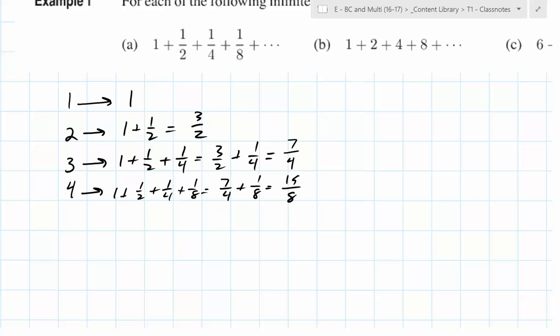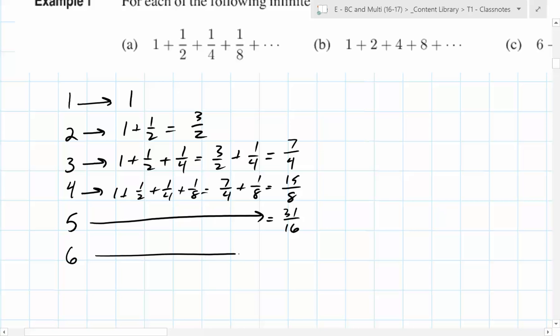15 over 8. Anybody want to guess what the next one's going to be? Just guess what you think 5 is going to be without doing any of this. Do you see a pattern? What'd you say? 31 over 16. Looks like it's 31 over what? 16. That's a great guess. What about 6? 63 over 32.